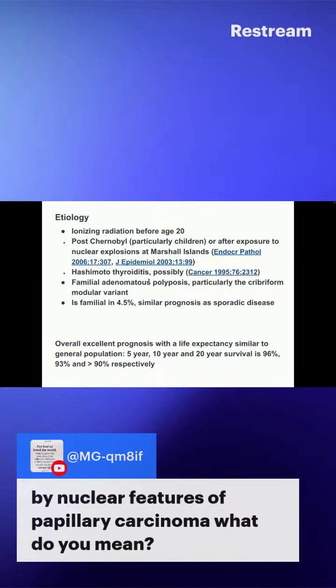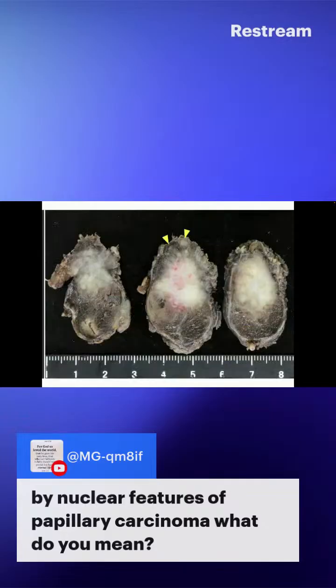Also, Hashimoto thyroiditis might be associated, but it's not really conclusive. And there is also familial adenomatous polyposis, and it can be familial in 4.5% of cases. Overall, a very excellent prognosis, even with life expectancy similar to the general population, which is very good.